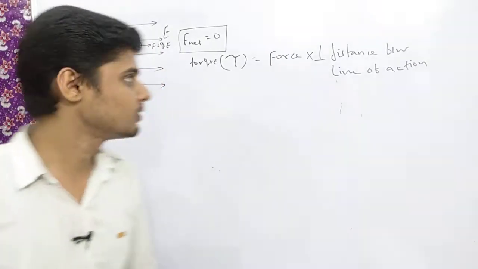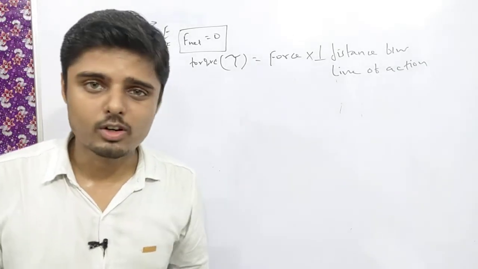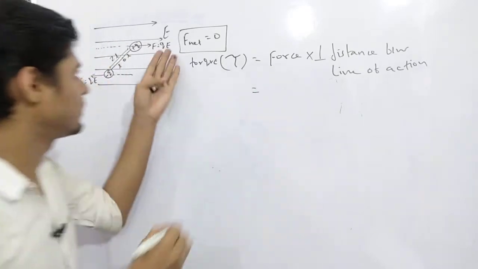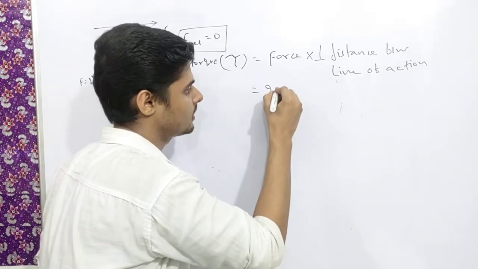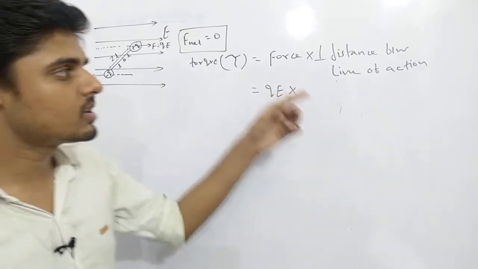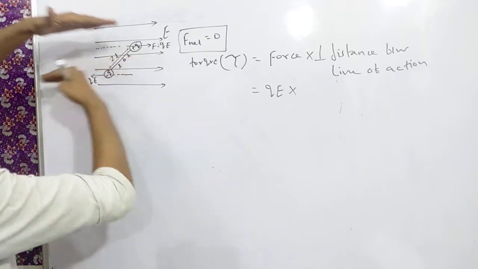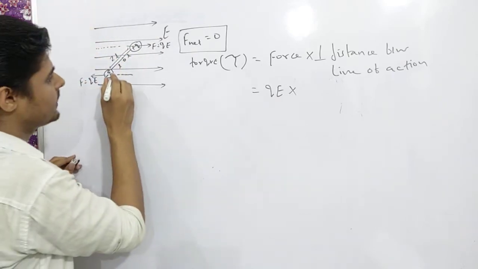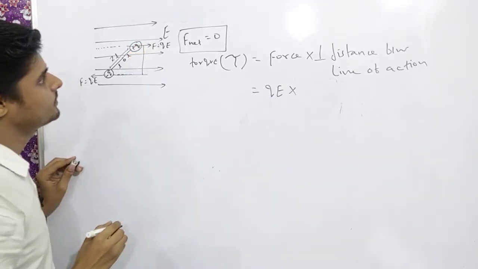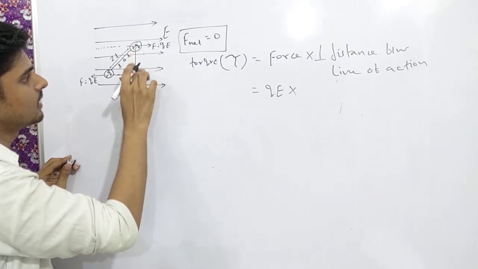So what is the force? You can take any one force, like this force is minus QE, but I am only talking about magnitude, not direction and sign. So we can take either force. So force is equal to what? Q times E. And what is the perpendicular distance between the lines of action? This is the line of action for the first force and this is the line of action for the second force, so this will be the perpendicular distance between both.